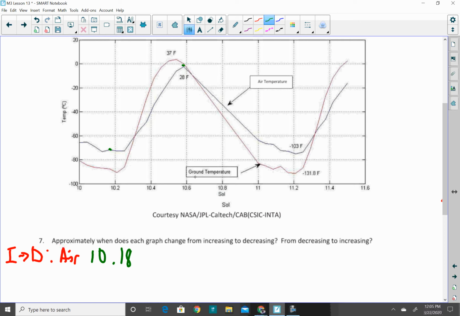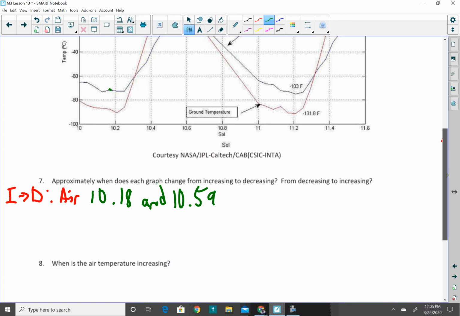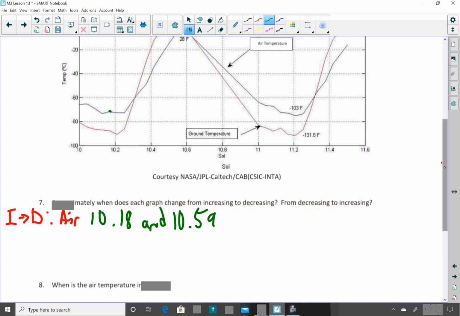By the way, this unit's Sol is a Martian day. And we'll call the one on the top there 10.59. Approximate it a little bit. And then for the ground, do this one in blue.